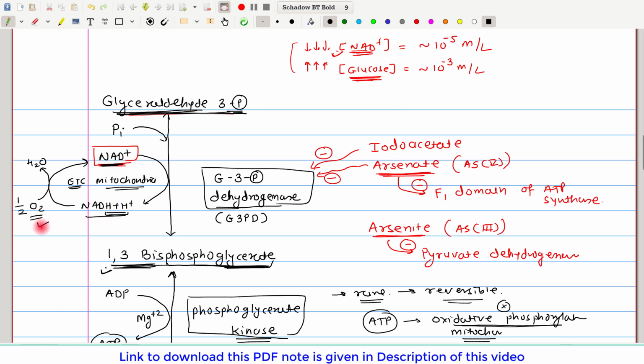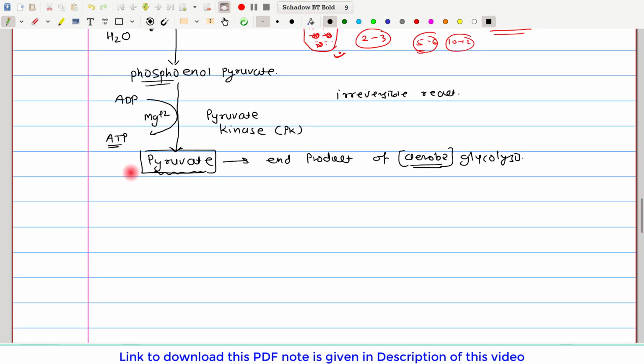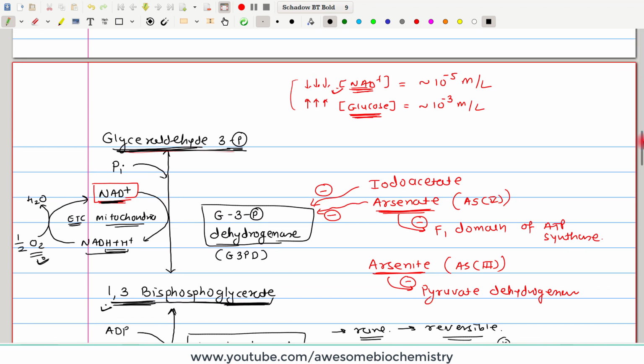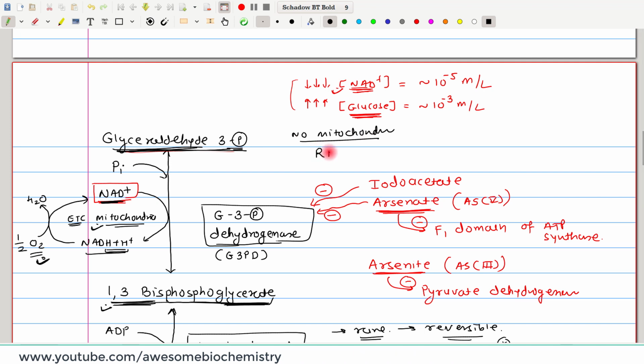So here oxygen is required, and that's why we say that pyruvate is the end product of aerobic glycolysis, right? But in our body, there are certain tissues which do not have mitochondria or which do not get enough oxygen supply. What are the examples? Which tissue does not have any mitochondria? The biggest example is the red blood cells. RBCs do not have mitochondria, but still RBCs require glycolysis.